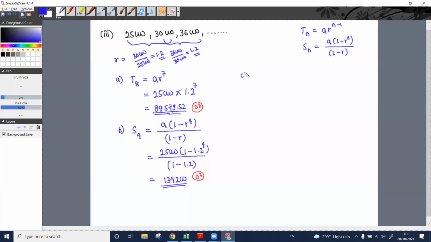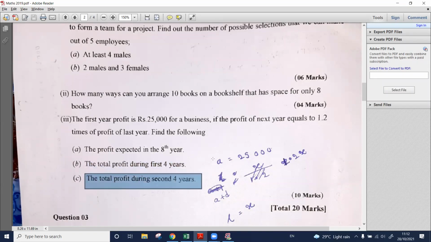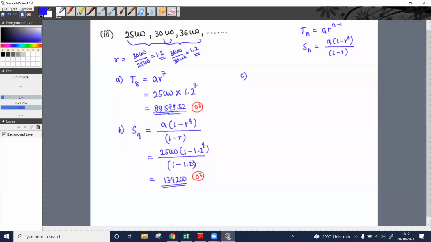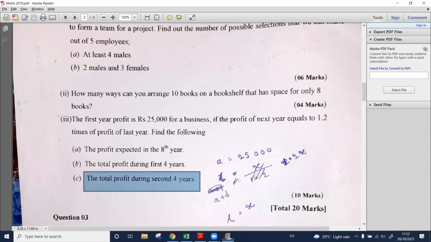Right. Part C. The total profit during second 4 years. Right, the total profit during first 4 years we have already computed, that is 134,200. And in part C we have asked to calculate the total profit during second 4 years. So how can we find that?